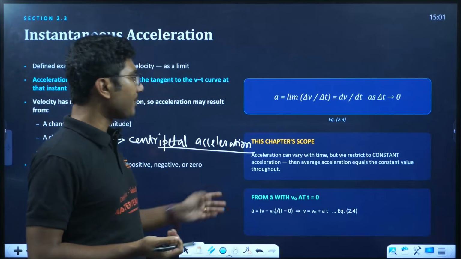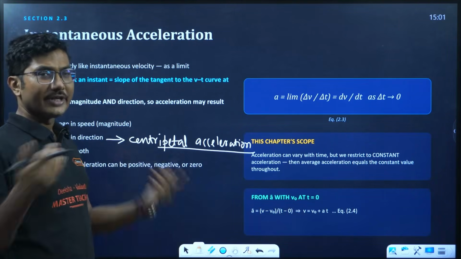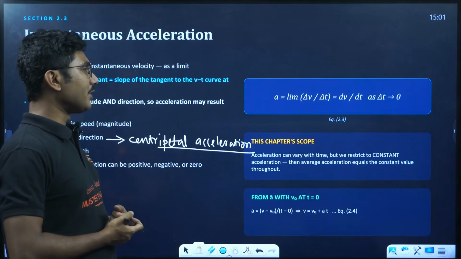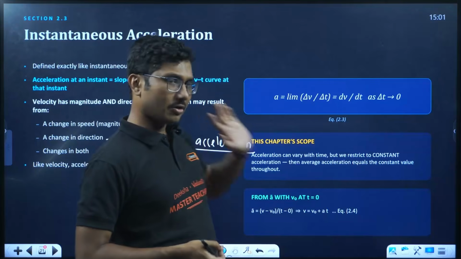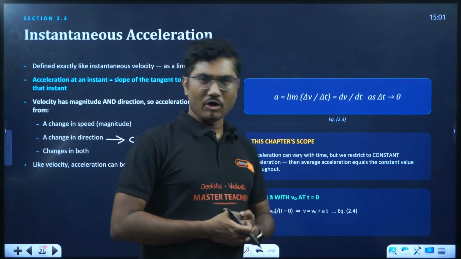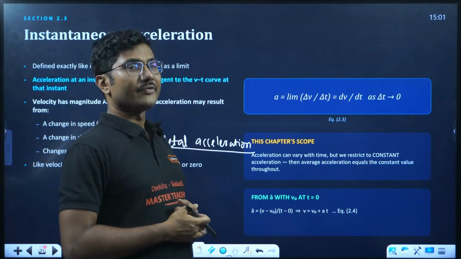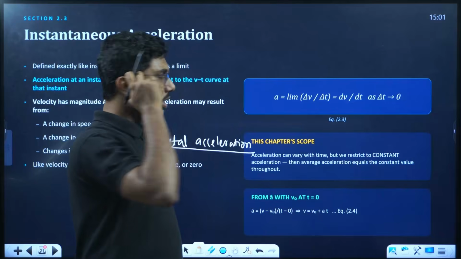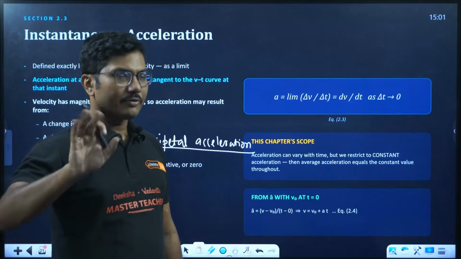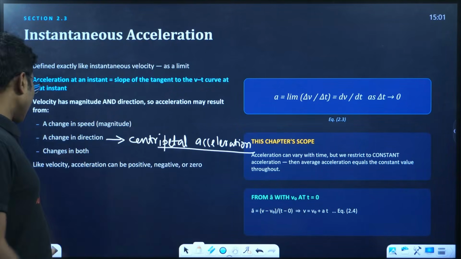Now in this chapter we will see the variation of acceleration with time, but we restrict to constant acceleration only. Variable acceleration we are not discussing, but there are a few graphical questions. We will see how, if the acceleration is not constant, what kind of graphs you can get.